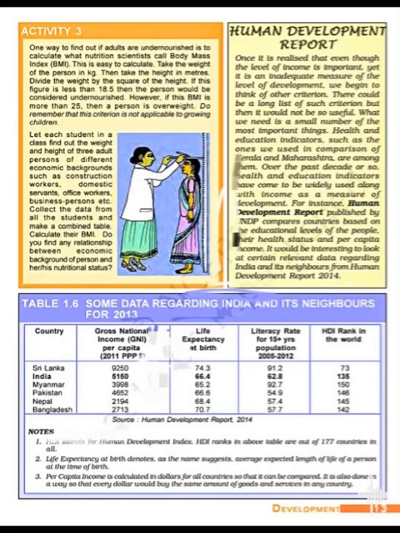So now what are the three components of HDI? Please keep in mind: per capita income, life expectancy and literacy rate. The terms per capita income and literacy rate we have discussed earlier also. Now let's see what life expectancy is. It is the average expected length of life of a person at the time of birth.